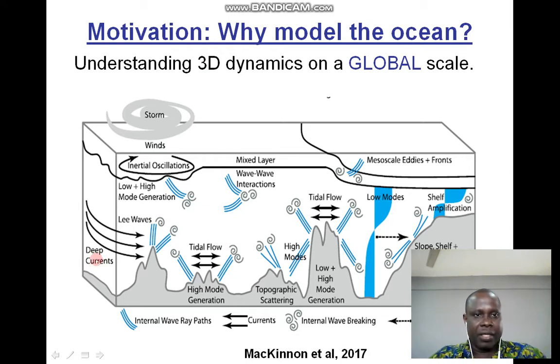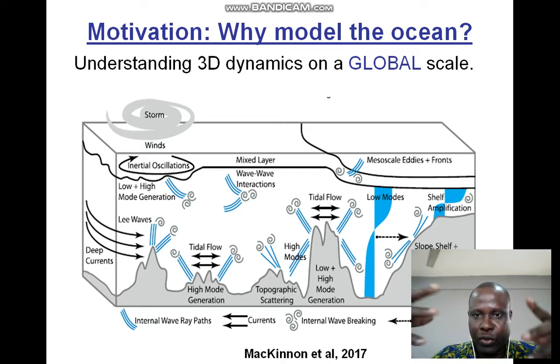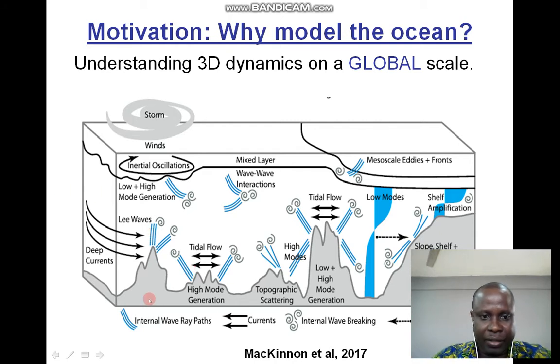Of course, one of the advantages is that you are able to understand the three-dimensional dynamics that are going on within the ocean. This is a paper we published a few years back in 2017, where we're looking at the mixing within the ocean caused by breaking internal waves and internal tides. You have the internal tidal flow over ocean bumps, generating high mode and low mode waves. You have currents flowing over topography in the ocean, generating lee waves. You have wave-wave interaction. So you have several things going on within the ocean.